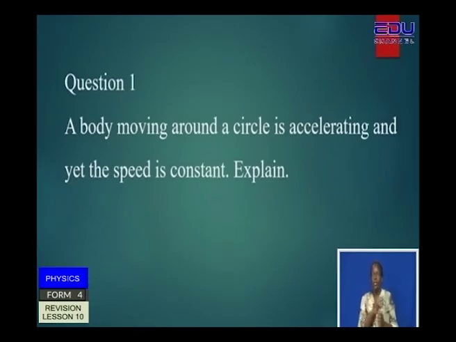Now, Lana, we have put together these strategic questions and we have tried to explain given strategies that one ought to follow to help him get the correct answer for a given question. Straight to it, I want us to look at the first problem. The first problem here says, and this is an interesting one, a body moving around a circle is accelerating, yet the speed is constant. You're asked to explain this.